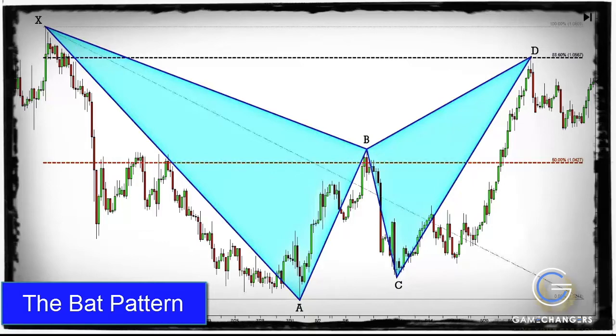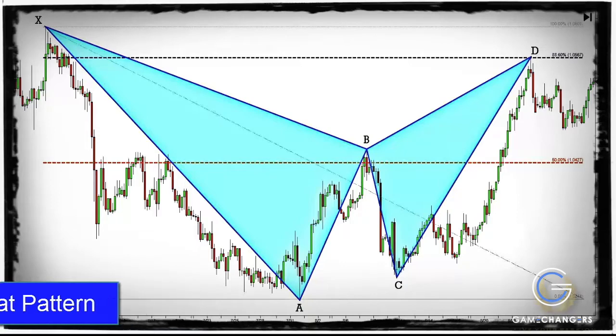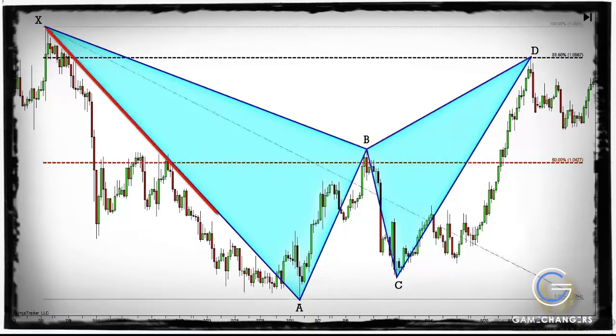Now, like our other advanced patterns, the first step is to identify an impulse leg or an anchor leg. This is going to be considered our X to A move. Once this initial move is created and identified, we can then start to look for the rest of our criteria to be met. Step 2 is identifying the A to B move.